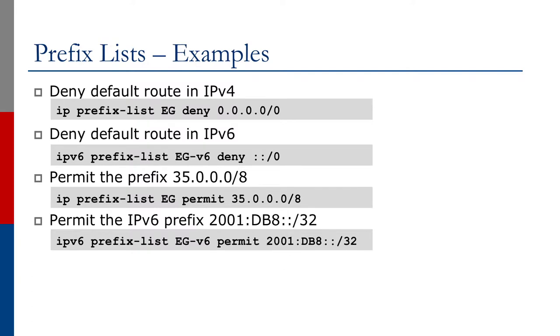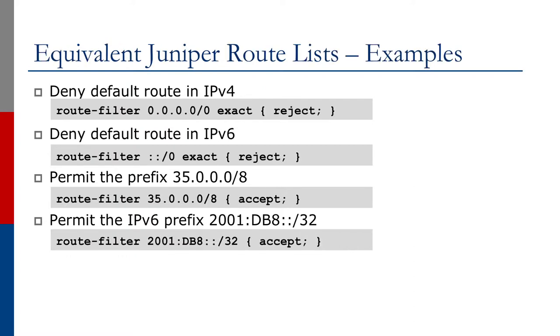These are some examples of prefix lists. The first one is how you deny the default route in IPv4. So you have ip prefix-list, e.g. eg, deny 0.0.0.0/0. To deny the default route in IPv6, you just have ipv6 prefix-list, the name is eg-v6, and then you deny ::/0. The next one is how you'd permit 35/8, and the last one is how you'd permit 2001:db8::/32.